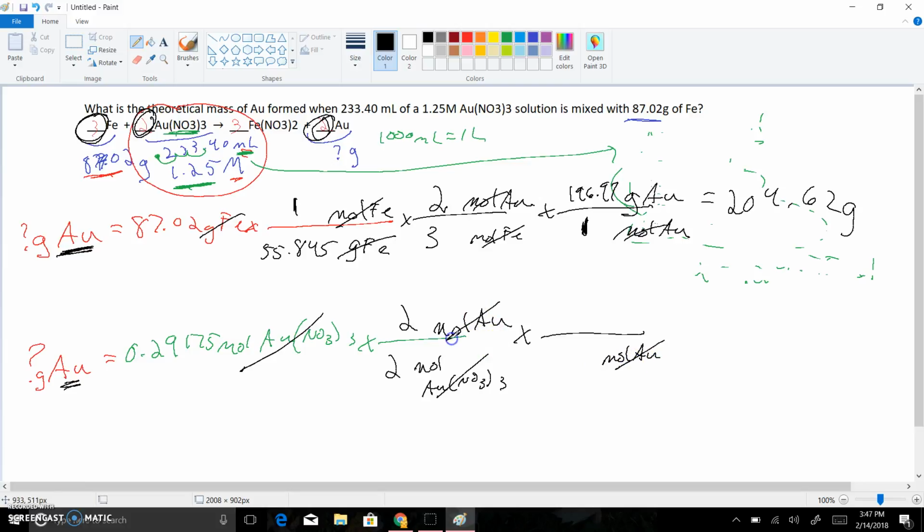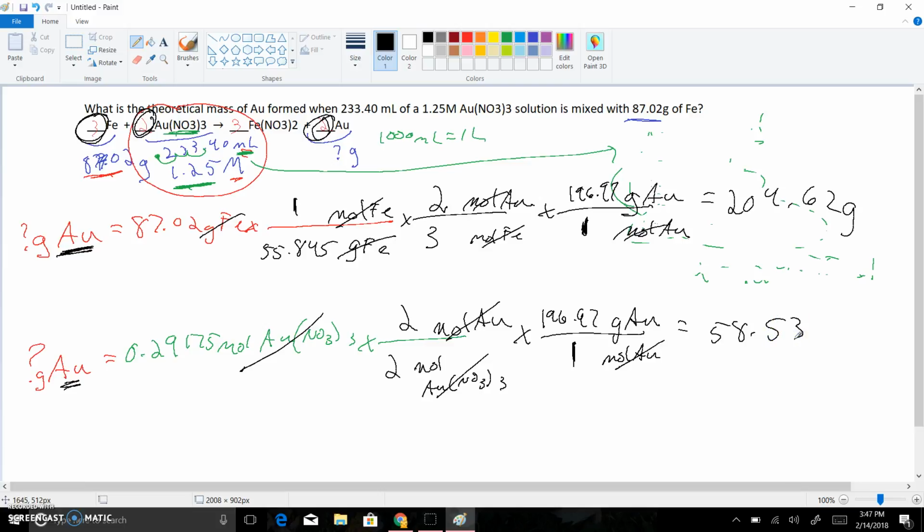That way they'll cancel. And I've got to get into grams of Au, which is the whole thing I'm working on, grams of Au. Once again, this is molar mass. Molar mass is defined as, in 1 mole, how many grams do you have of this stuff? Au on the periodic table is 196.97. And Au is what I want to get to for grams. So I'm just going to do my math. And my calculator spit out 58.53.